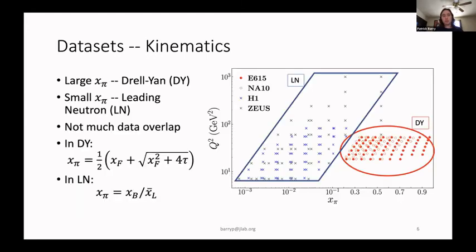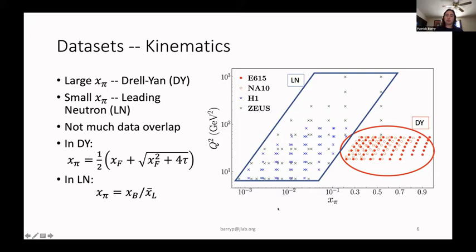So let me just show you what the kinematics are for these data. This is Q squared versus x_pi, where x_pi is approximately the momentum fraction of the partons inside the pion. What we see here in the red circles is the available Drell-Yan data. We notice that these Drell-Yan data live really at high x. So the Drell-Yan data is good for constraining the valence distribution in the pion, which is largest at high x, but it does not do a good job of constraining the sea quark and gluon distributions, which really live at low x. Luckily, we do have access to these leading neutron data, which do live at low x.